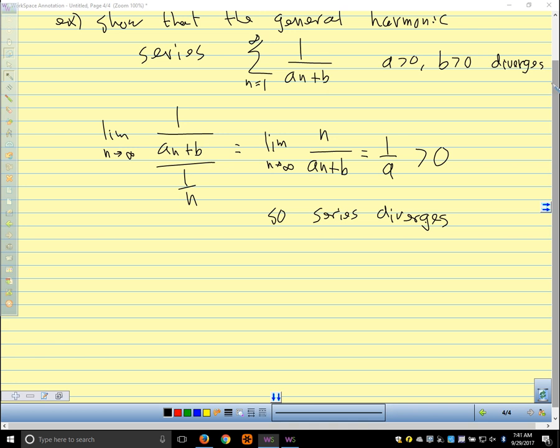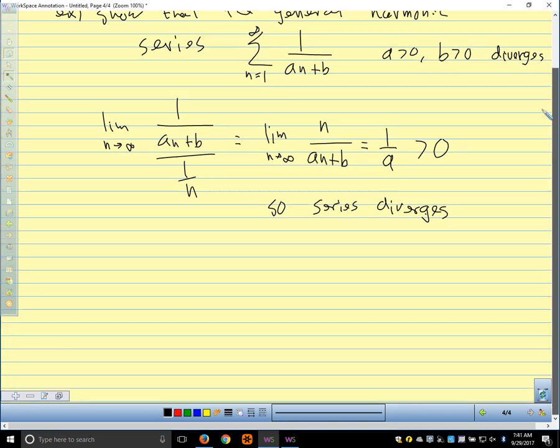All right. Limit comparison, in general, works when you have a series with complicated algebraic terms.